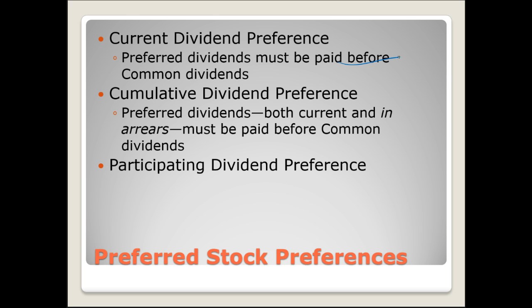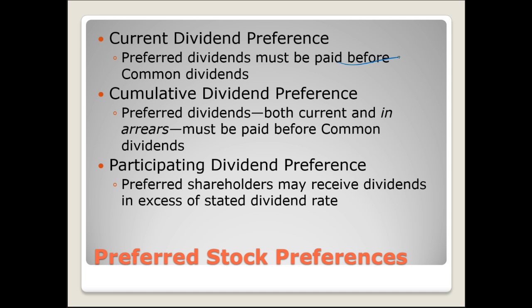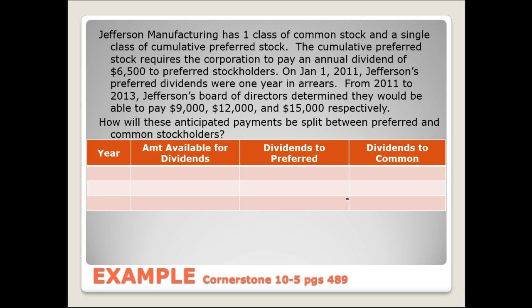The last preference actually deals with some kinds of preferred stock, not all of them, but some of them have a provision whereby preferred shareholders receive their minimum dividend and then sometimes an additional amount in excess of the stated dividend rate. But let's focus on the first two. Your example is on page 489, and it's about Jefferson Manufacturing. They have one class of common stock, one class of cumulative preferred stock.